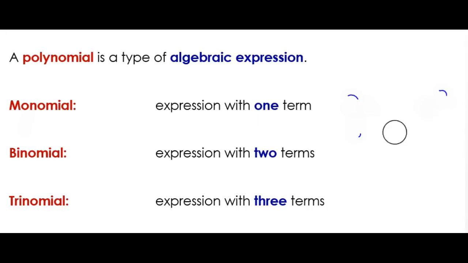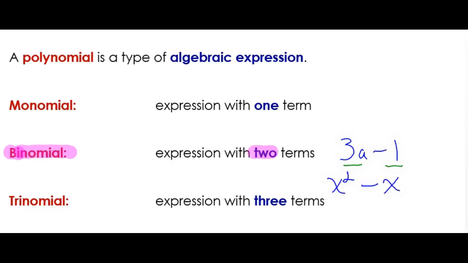A binomial, well, the prefix bi means 2. So a binomial is an expression with 2 terms. And so a good example of that would be if I had, let's say, 3a minus 1. I can see that I have 1 and 2 terms here. I could have something like x squared minus x. I can't combine these terms, and so this is considered a binomial.